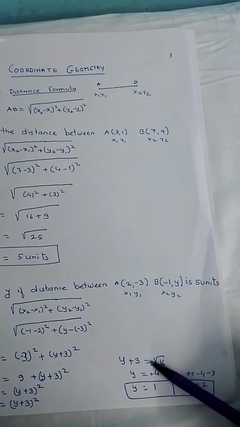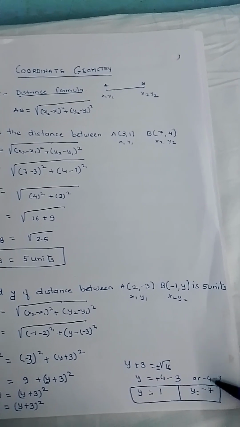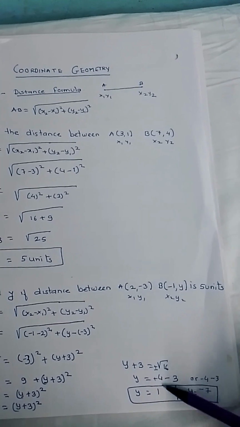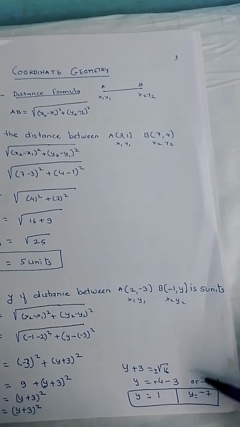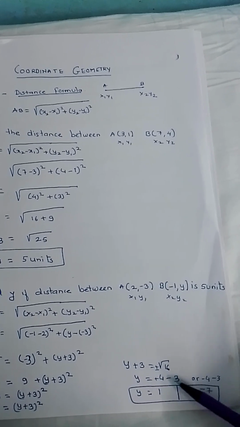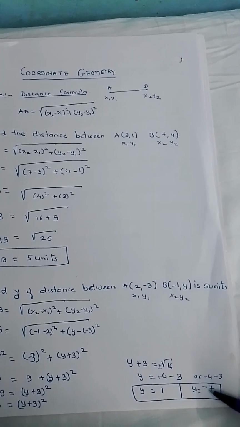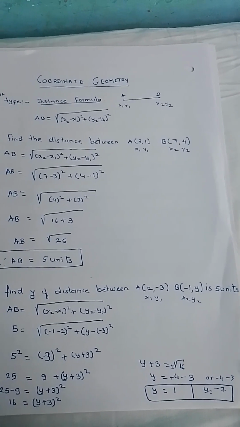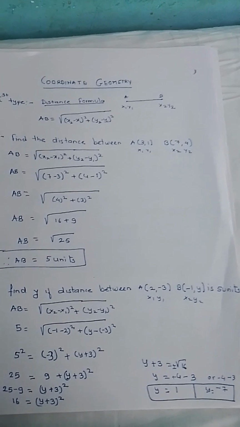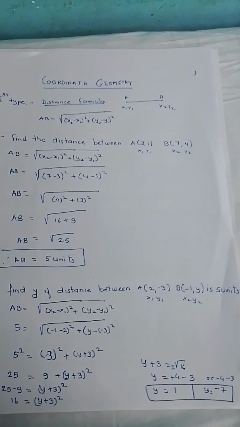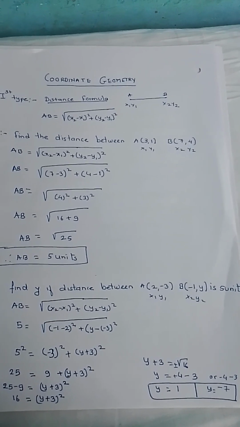This is plus 4 minus 3, this is minus 4 minus 3. So minus 3 will remain as it is, only the sign of 4 will change. If it is plus 4 minus 3, it becomes 1. Minus 4 minus 3, it becomes minus 7. So we have the value of y.